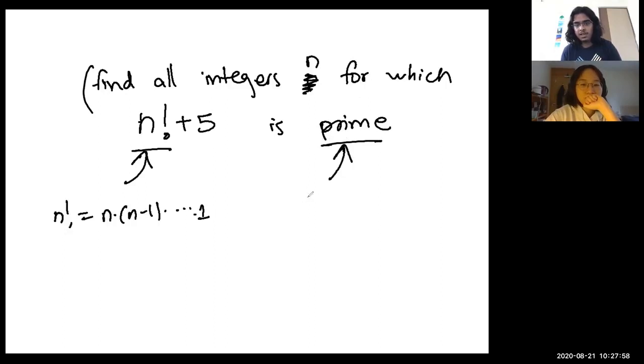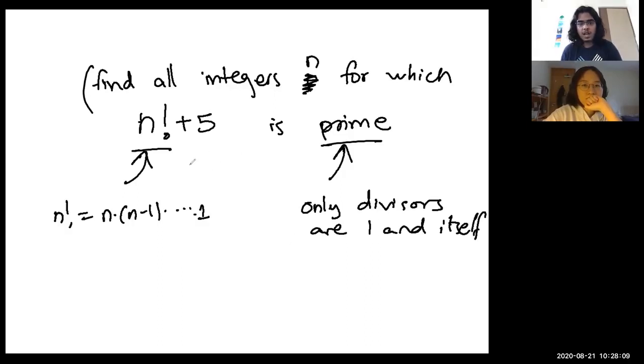And prime means the only divisors are 1 and itself. And divisors are just numbers that divide the thing. And now you're supposed to find all integers n for which n factorial plus 5 is prime. So this essentially says that n factorial plus 5 has no other divisors. Does anyone have any ideas as to what the first step would be, or any observations?